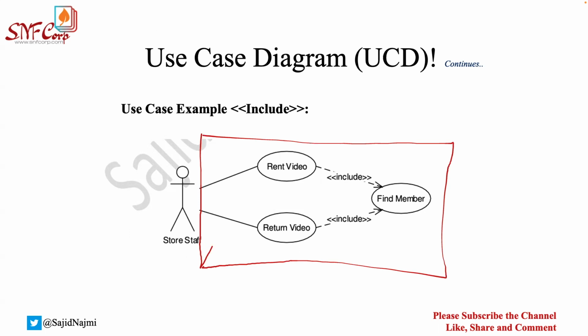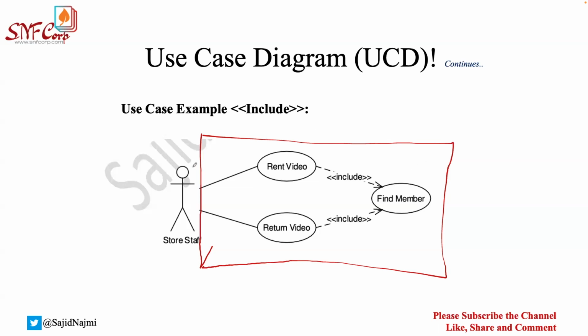So here, this store staff is going ahead and renting a video or returning a video. There are two use cases here. The number one use case is rent a video, and the other use case is return a video. In either case, if the store staff has to rent or return, he must find a member. If he does not find a member, how would he know which member this video is going to be returned by or rented to? So this find use case is mandatory. He has to do it no matter what. Do you see this example of include? So this arrow is coming to the find a member use case from both the use cases, and this has an include relationship.